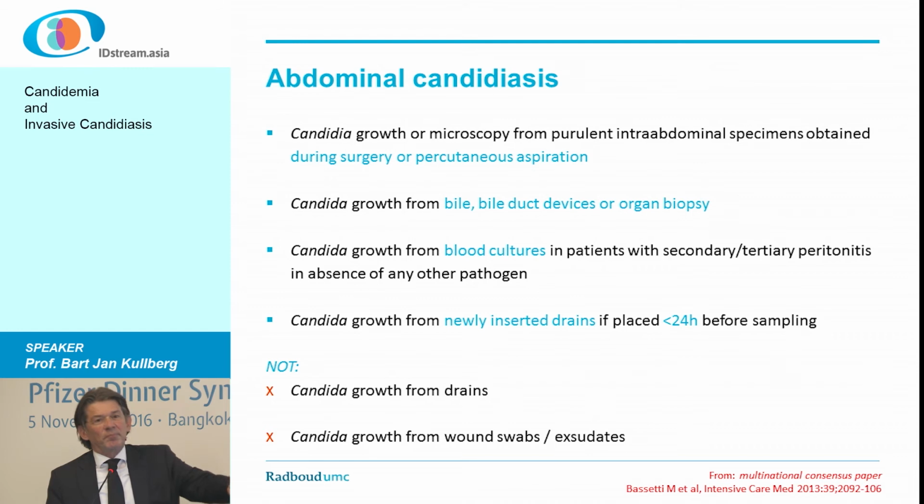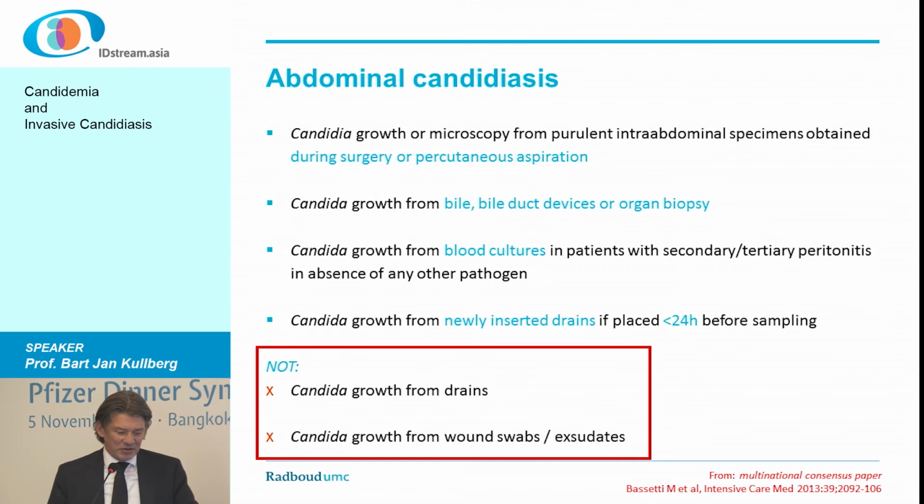So if you puncture, you place a drain, and then you do an aspirate, of course, that is not colonization, but real infection from the deep. But Candida growth from drains that have been in place, and growth from wound swabs or exudates, does not count. So there is no need to take these samples, because they won't classify for abdominal infection.